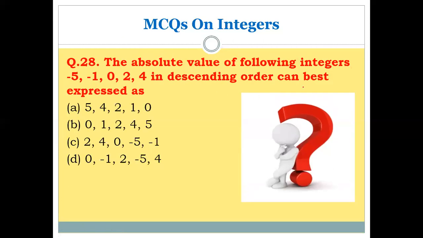The absolute values of the following integers -5, -1, 0, 2, 4 in descending order can be expressed as. So we have the absolute values of all these numbers, and then we have to write in descending order, highest to lowest. So this is 5, then 4, then 2, then 1, and then 0. A is the correct option.